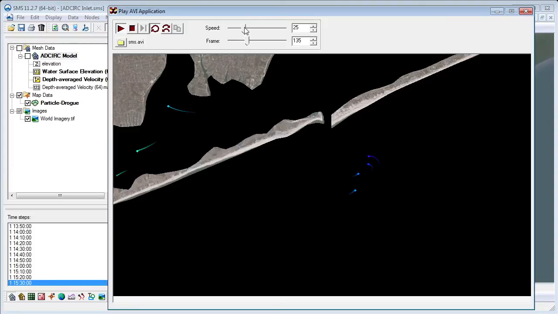As with any animation generated by SMS, the saved AVI file can be inserted into a presentation or viewed with a media player.